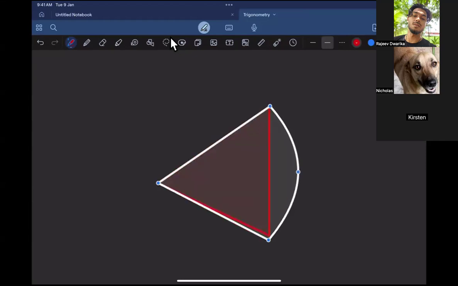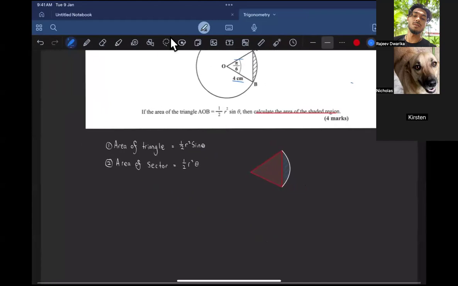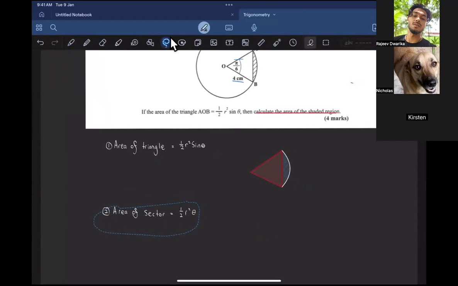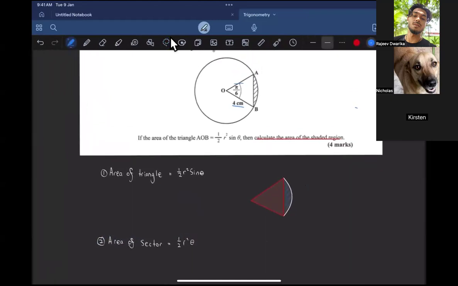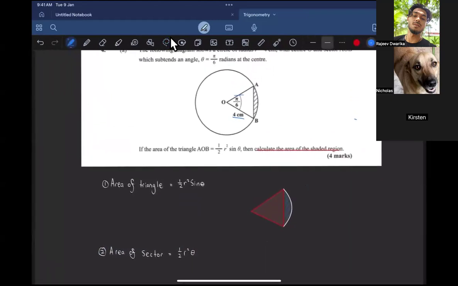So if I want to figure out the area of the shaded region, I would have to figure out the area of the triangle and subtract it from the area of the sector. So now we figure out which one to find first, the area of the triangle or the area of the sector. The triangle. Okay. So that's a half R squared sine theta.